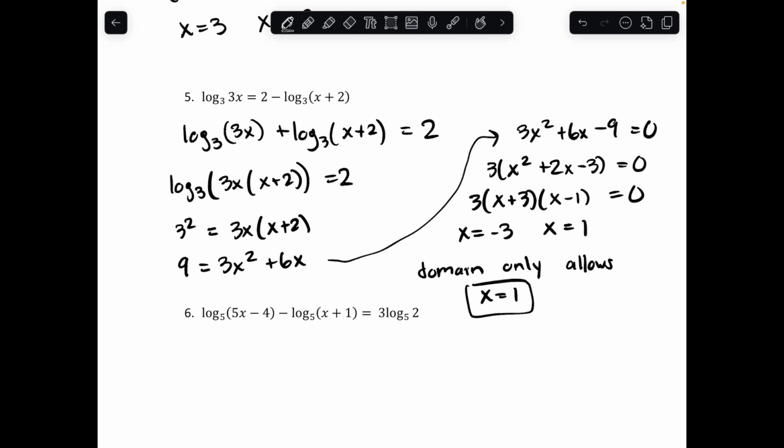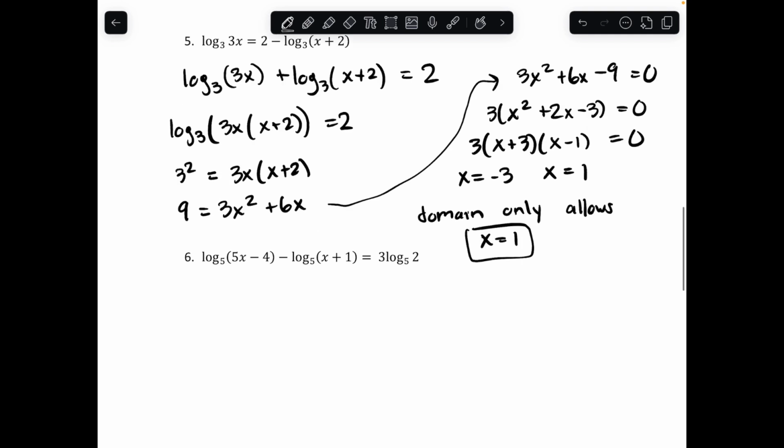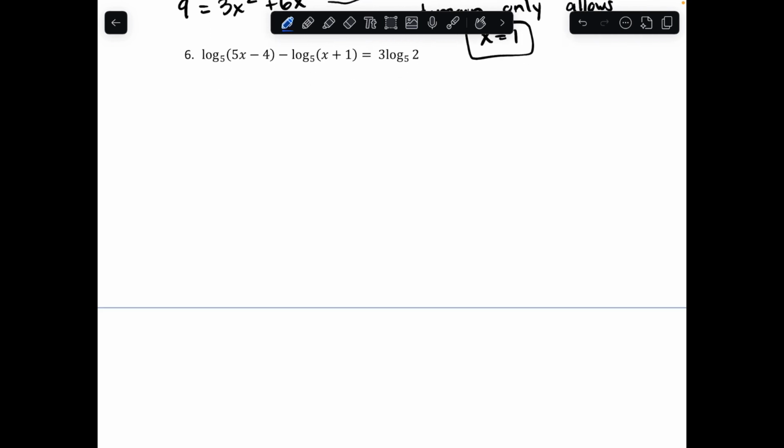So let's go ahead and move on down to our last problem. So for number 6, first off, on this right side, I see that there's a 3 that can come up and be an exponent. And then on the left, we have two logarithms of the same base, and they're being subtracted. So we can go ahead and combine those into a fraction. This is going to become log base 5 of 5x minus 4 divided by x plus 1. And this will then be equal to log base 5 of 2 to the third power.